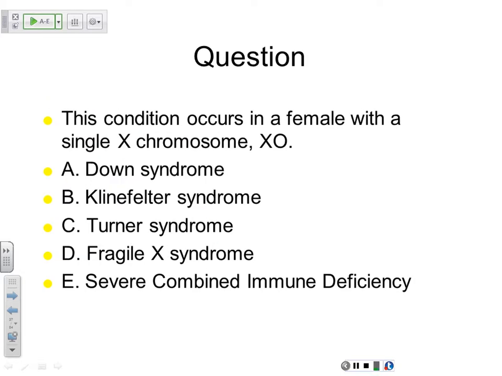Okay, let's move on. We got another question here. This is to do with another disease we'll be talking about in a little bit. All right? So this condition occurs in females with a single X chromosome, resulting in XO.